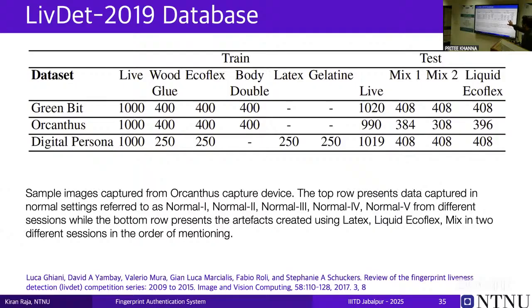So this is some information about the data set, and what is important here is that you have multiple kinds of training data sets and the testing data set is very different. Right? You have live actual images, and then you have Blue and Ecoflex and Body Double and latex and gelatin. But in the second one, it's a mix of those. Right? So it's a new kind of attack.